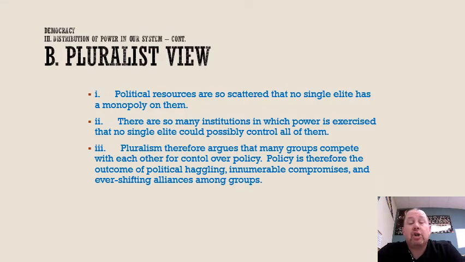And so therefore there's constant compromises of, you know, I really need to get this done, you really need to get that done, I'll help you if you help me, sort of concept. But because these groups are so abundant and they don't wield enough power to begin with, they're constantly shifting in terms of which group works with which group at what time.